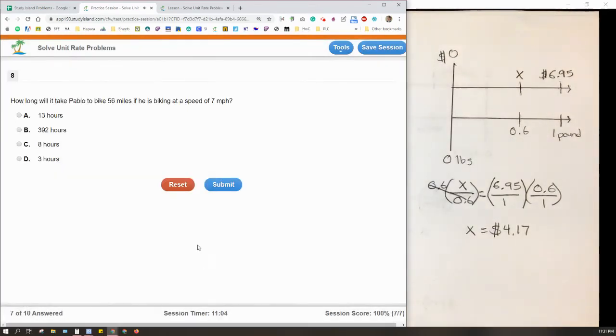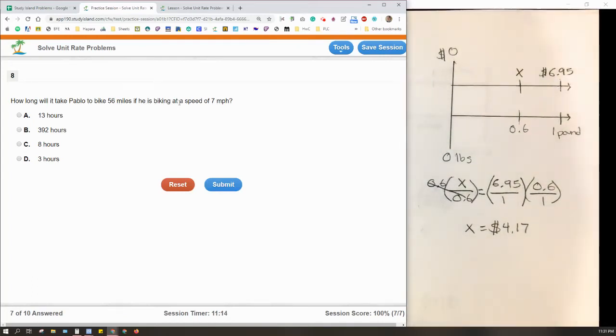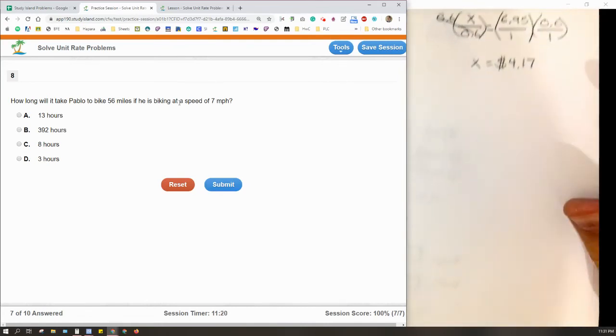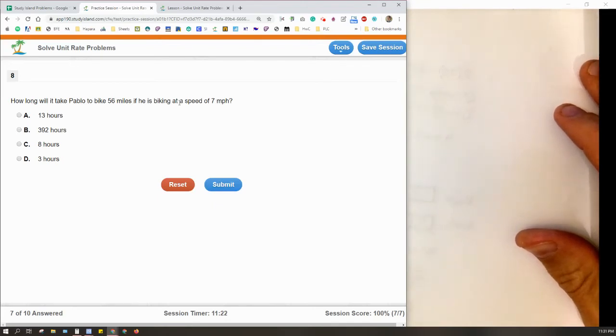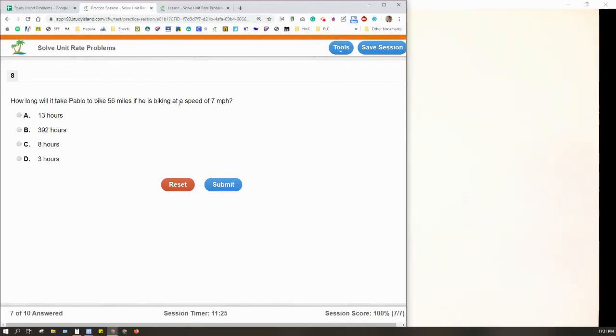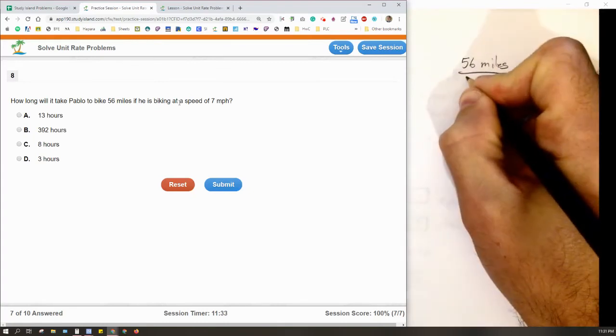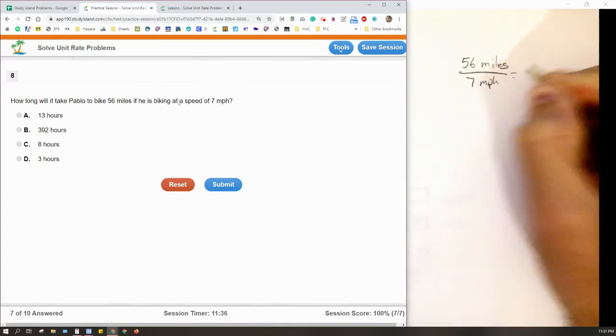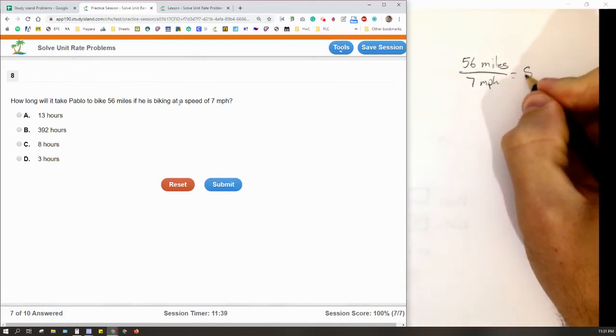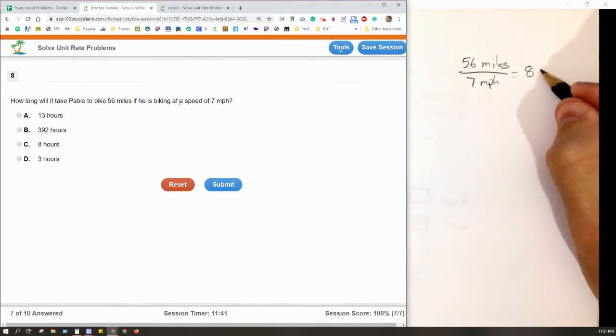Number 8, how long will it take Pablo to bike 56 miles if he is biking at a speed of 7 miles per hour? Well, 7 miles per hour, and he needs to get to 56 miles. How do we do that problem? Well, if you have 56 miles and you want to break that up into chunks of 7 miles, what kind of problem is that? That's a division problem. 56 miles divided by 7 miles per hour will give you an answer. 56 divided by 7 is 8 hours.